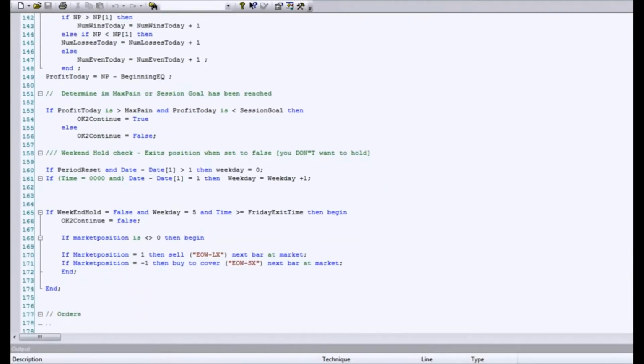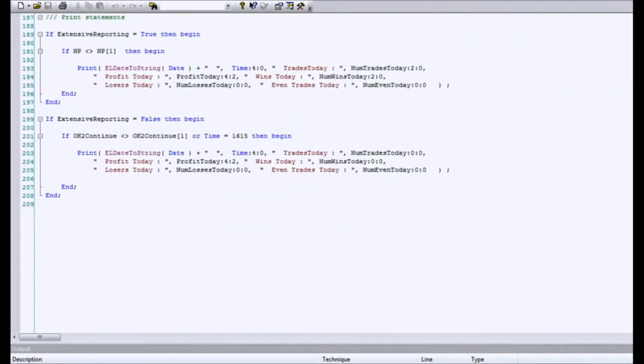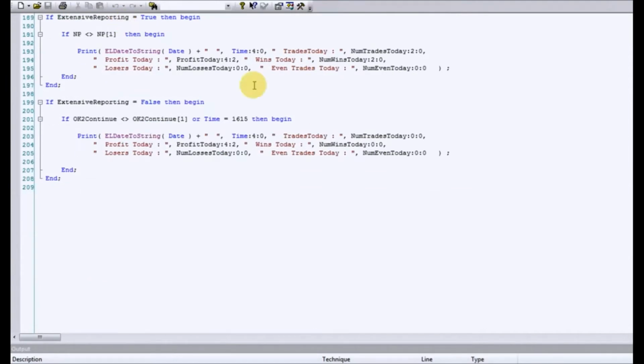And then we have the orders, which I'll flip right through, and then we have extensive reporting. And what this does is it prints that output for us, and I just called it profit today and losers today. I mean, really, it's profit this session, because the sessions cover more than one day, as they start the evening before. But basically, it keeps track of that, and you can actually see it in that printout, and it's kind of cool from that standpoint.